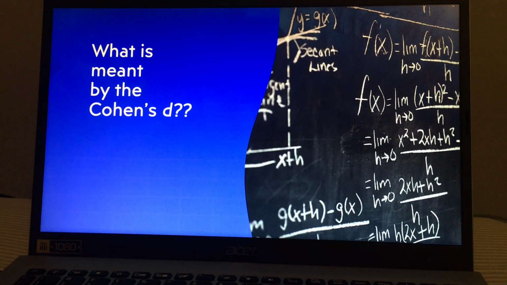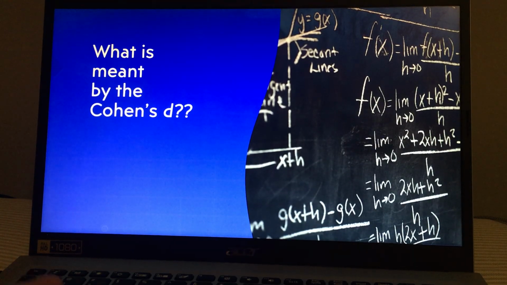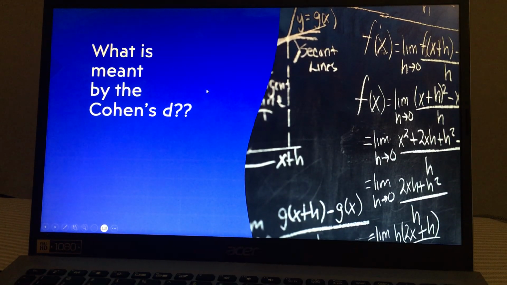The most commonly used measure of effect size when studying the mean of one group or the difference between groups is known as, here it is, Cohen's d. Again, the most commonly used measure of effect size when we're studying the mean of one group or the difference between two groups is called Cohen's d.